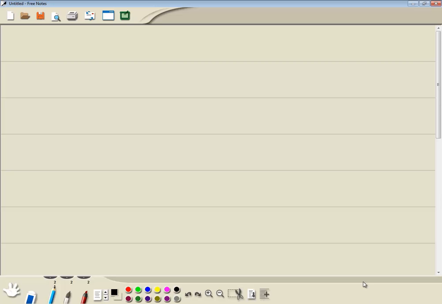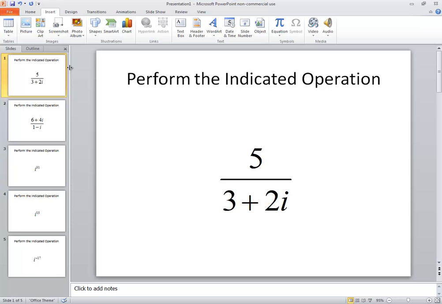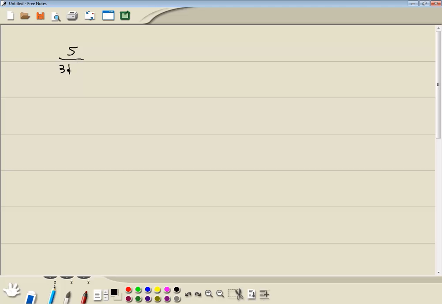Let's take a look at this problem. We've got 5 over 3 plus 2i. Whenever you have an imaginary part in your denominator and you have both the real and imaginary, then you want to multiply the top and bottom by the conjugate of the bottom.